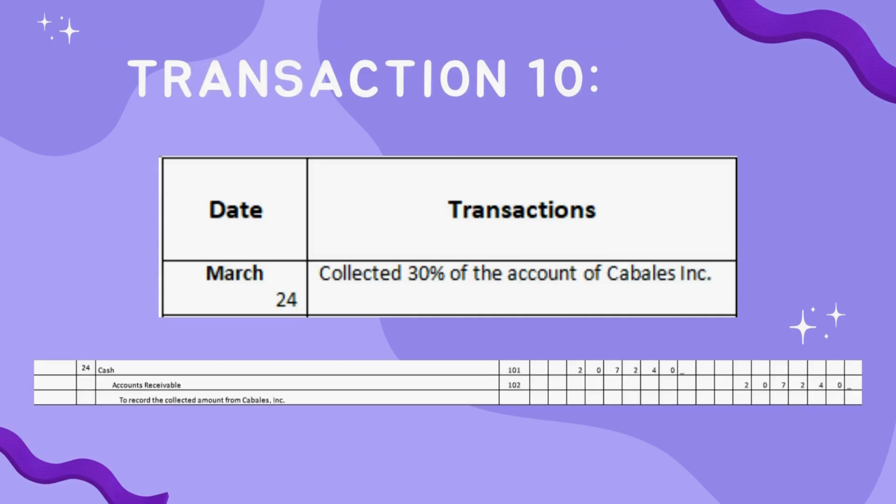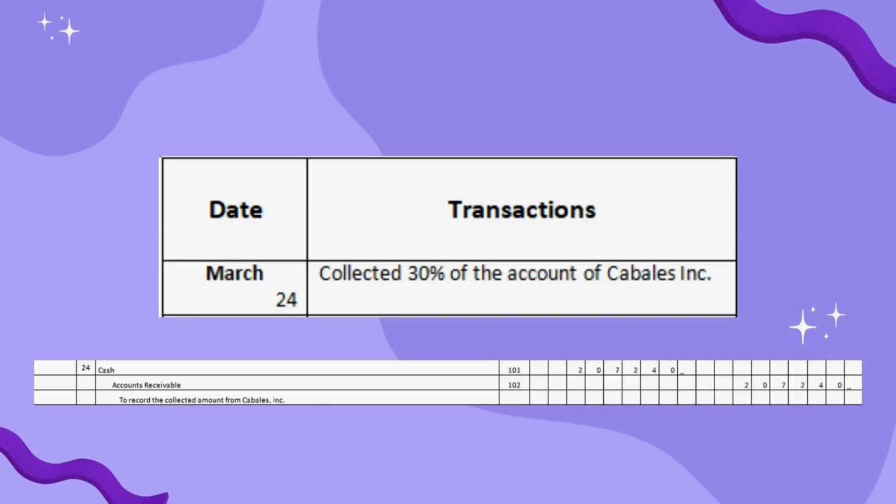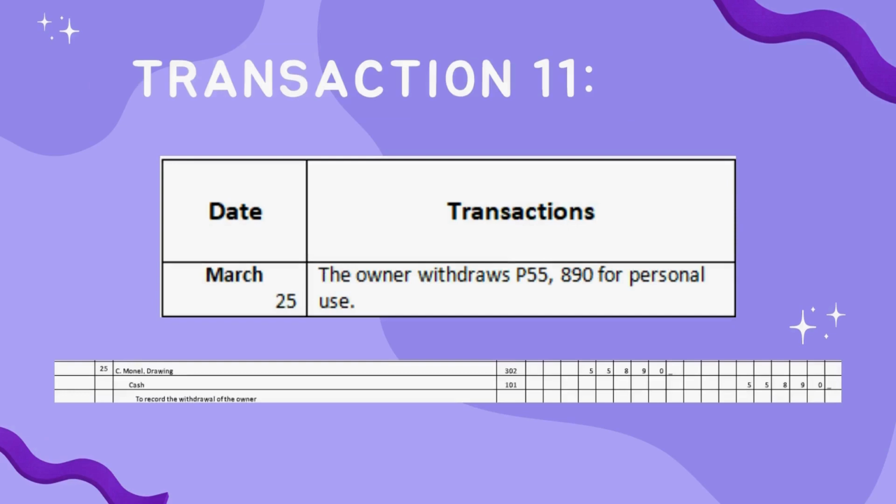Transaction 10, March 24. Collected 30% of the account of Caballes Incorporated. In the General Journal, cash will be debited with 207,240 pesos. Accounts receivable will be credited with 207,240 pesos. Transaction 11, March 25. The owner withdraws 55,890 for personal use. In the General Journal, Monel's drawing will be debited with 55,890 pesos and cash will be credited with 55,890 pesos.